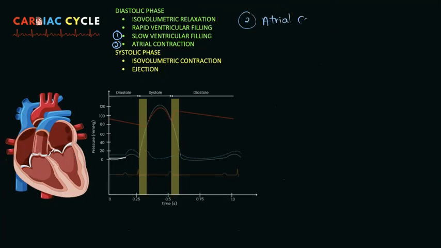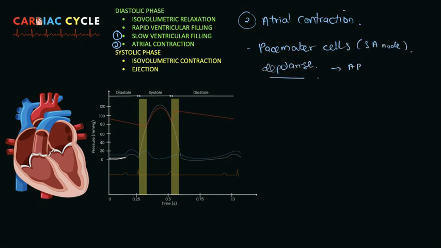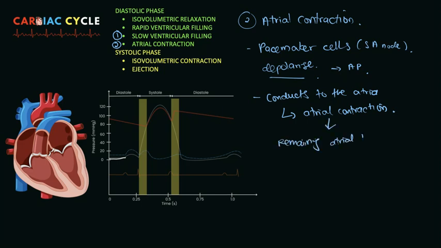Next step in the cardiac cycle is the atrial contraction. It starts off with pacemaker cells from the SA node generating an action potential when it depolarizes. It conducts to the atria, causing atrial contraction. This will cause the remaining blood in the atria to be ejected into the ventricles. This is known as the atrial kick.